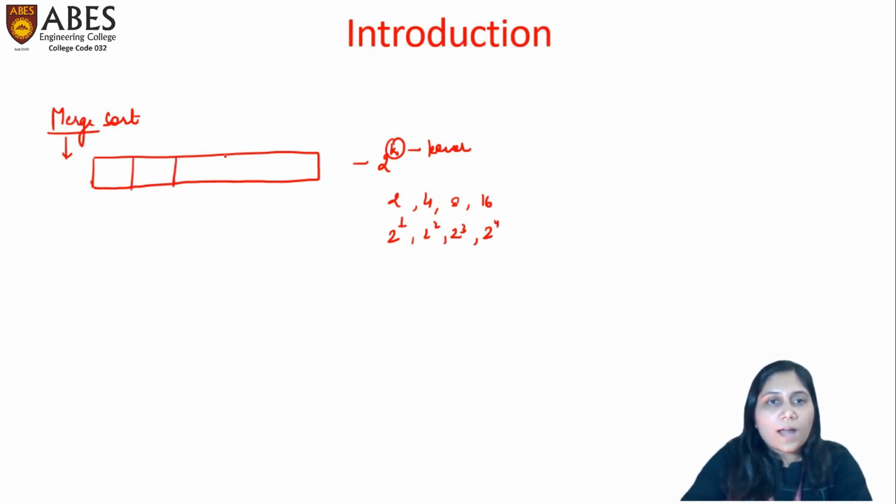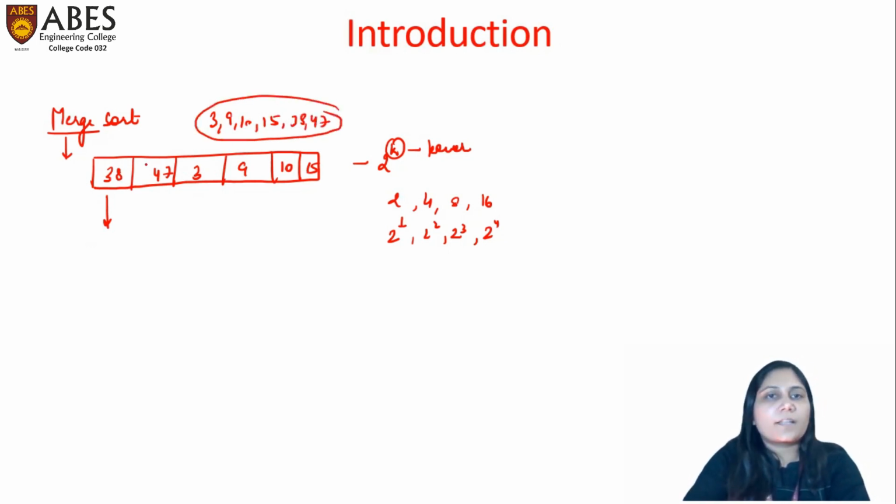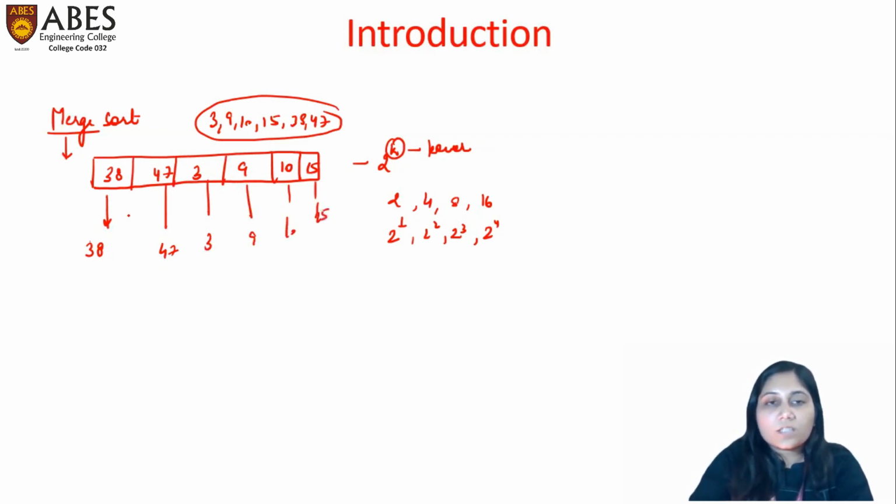Suppose I have separated these elements, like suppose I have these elements given to me: 3, 9, 10, 15. I know the sorted array will be 3, 9, 10, 15, 38, and 47. This is my expected array, my desired output. Now, when we keep on doing it in a recursive manner, then 38 is separated, then 47 is separated, then 3, 9, 10, and 15. So this is not the way to do it.